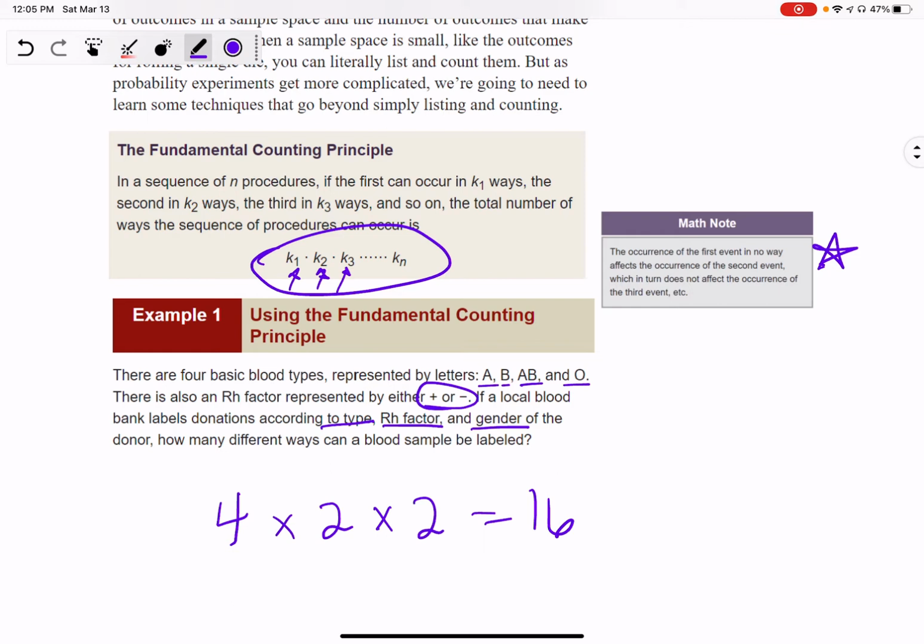This is what the fundamental counting principle is saying. Like we said, the first can occur 4 ways. The second, the RH factor, can occur 2 ways, and the gender can occur 2 ways. So you multiply those out and you come up with your total.